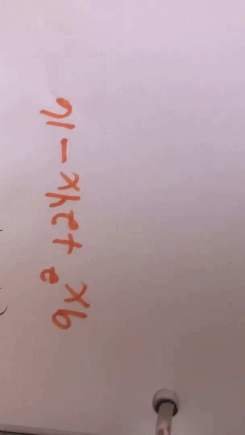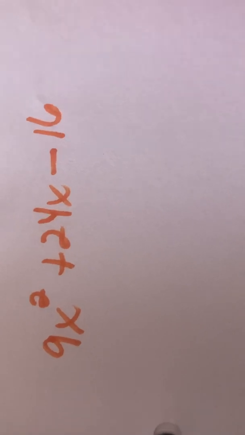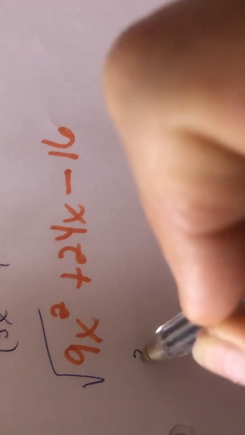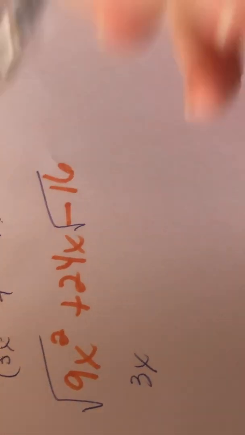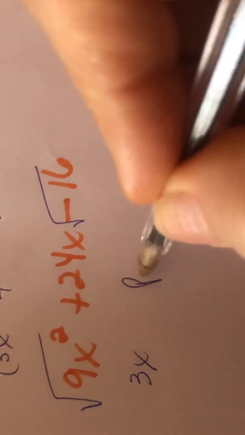Okay, let's try this one. Greatest common factor? No. Is it a difference of two squares? No. Is it a perfect trinomial? Well, let's check. Is this a perfect square? Yes, 3x. Is negative 16 a perfect square? No. So this is prime.